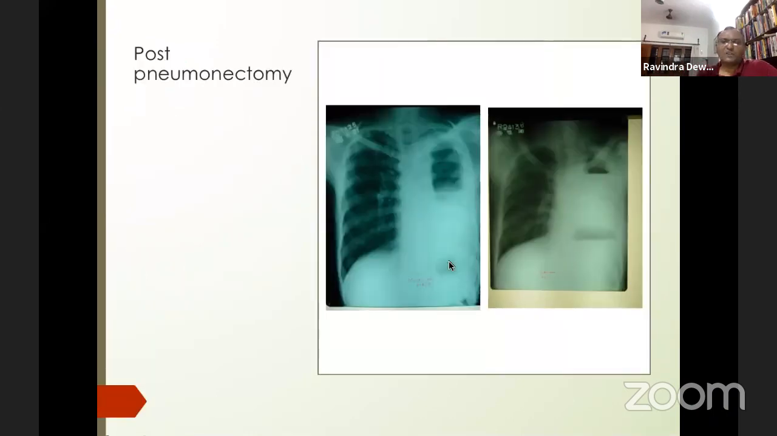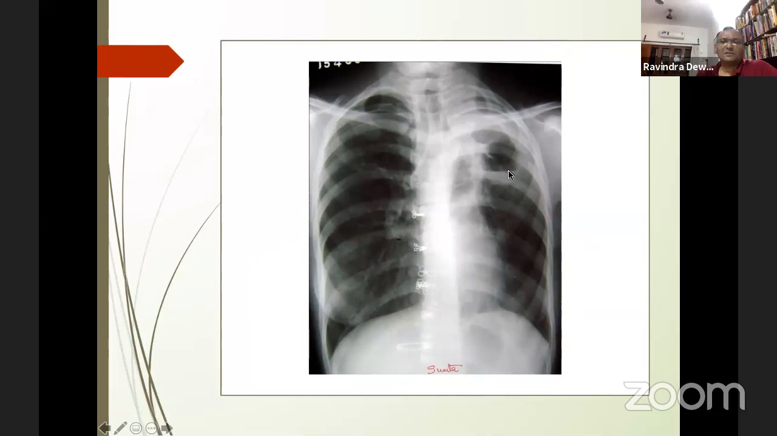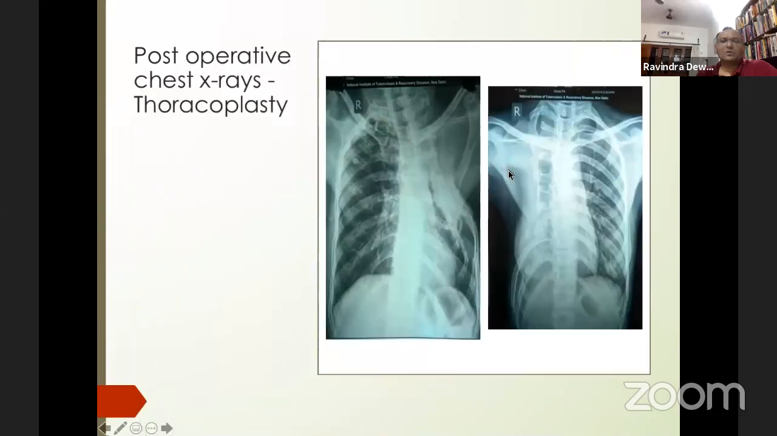This is a post-pneumonectomy X-ray. This is a post-thoracoplasty X-ray. Because it is in my collection, I wish to present it to show that this kind of X-ray can still be seen and required, though it should be a rarity these days, but it is required fairly often.